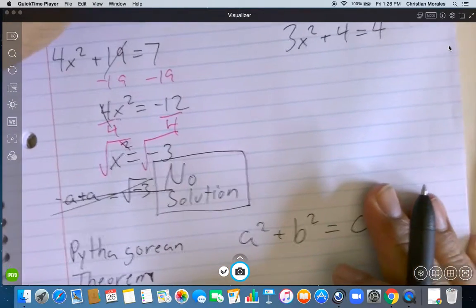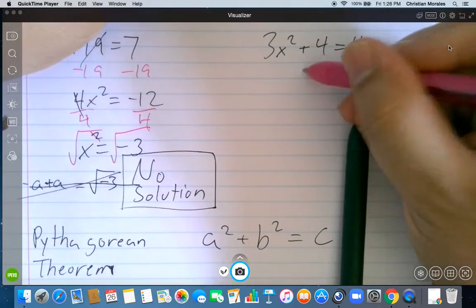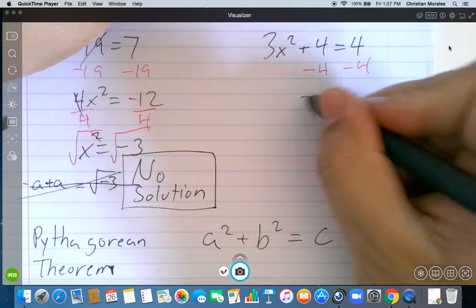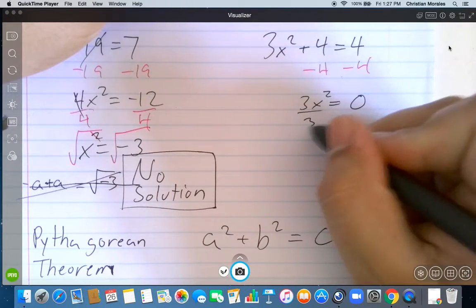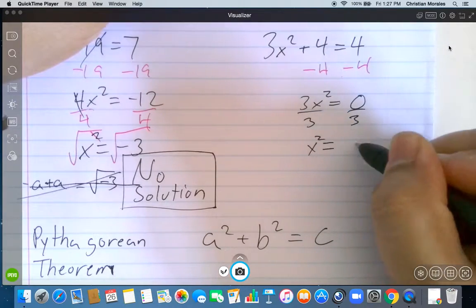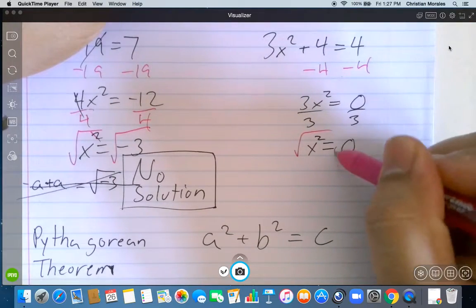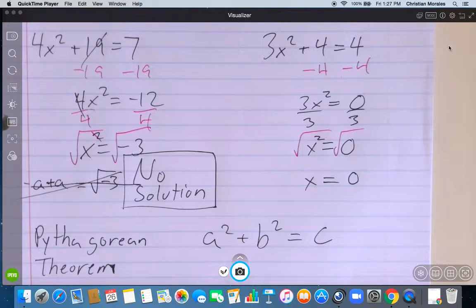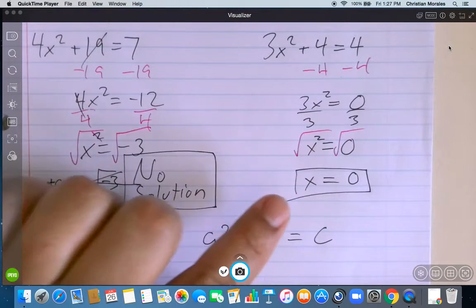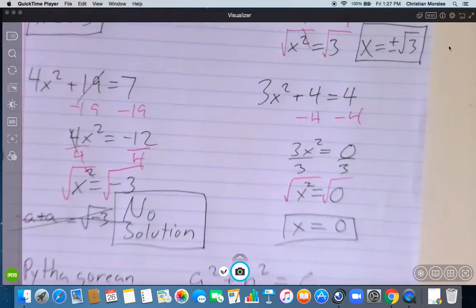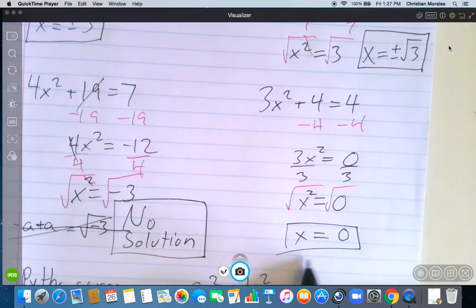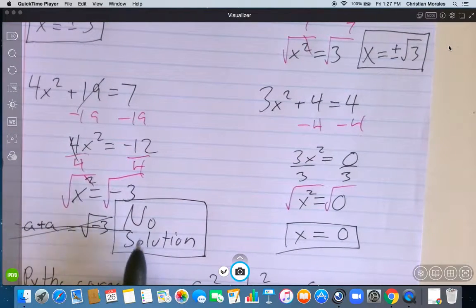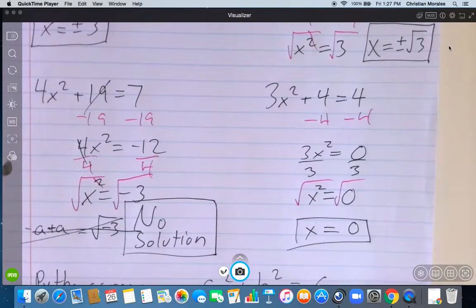Okay? Now, here, get rid of the 4. Minus 4. Divide by 3. Take the square root. There's no plus or minus because 0 is the only number that is not a positive or a negative. It's just 0. So this is the answer. X equals 0. Not no solution. This is no solution. This is just 0. One answer. So again, you can have two answers, you can have one answer, or you can have no solution, no answer at all. Okay? So just be aware of that. Follow inverse operations and be careful.